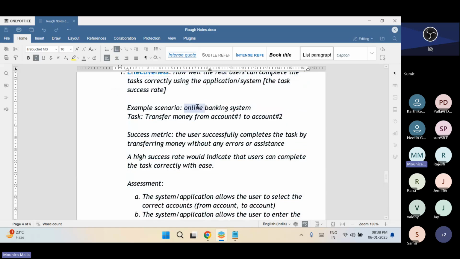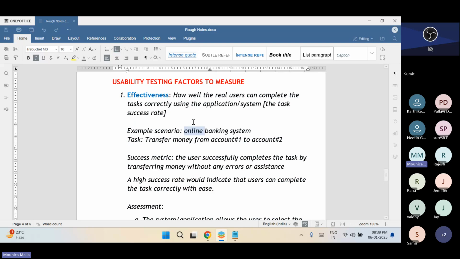Like this, we can take multiple examples. It need not be only online banking system. You can think of online food order using Swiggy or Zomato, or online movie ticketing system. Okay, anything you can take. But this is what the meaning of effectiveness is. Let me know, guys, if I'm clear on effectiveness. Any questions from anyone on effectiveness?